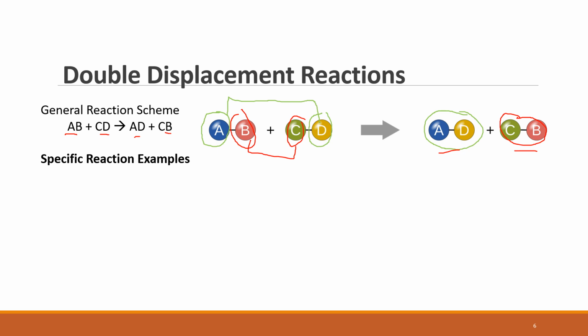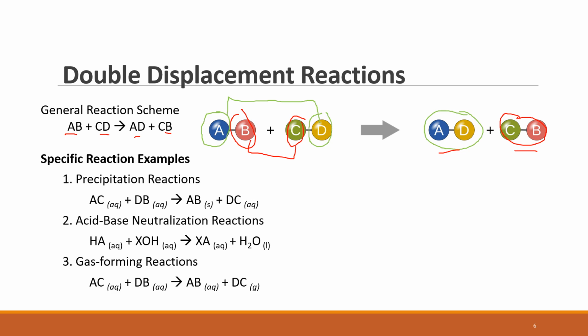This is important because at some point, particularly in lab, you're going to have to predict the products of double displacement reactions. So it will be very helpful for you to know that the outer elements combine to form one of the products and the inner elements combine to form the other. So let's look at some specific reaction examples. Double displacement reactions can be broken down into 3 subcategories. One of them is a precipitation reaction.